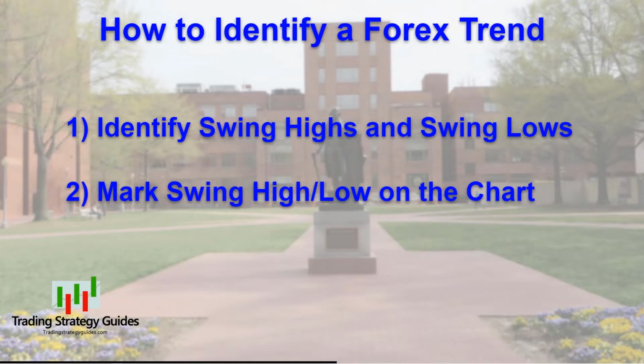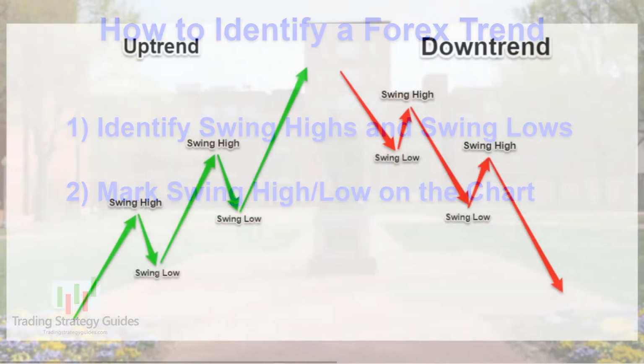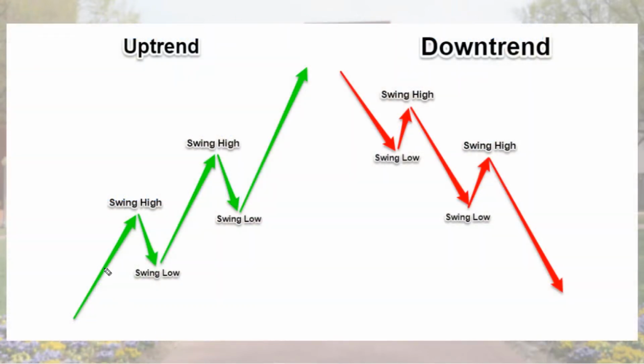From a visual point of view, a swing high usually takes the form of an inverse V or an inverse U. And here's the example. This is a swing high, an inverse V, another swing high, another swing high, and another swing high.